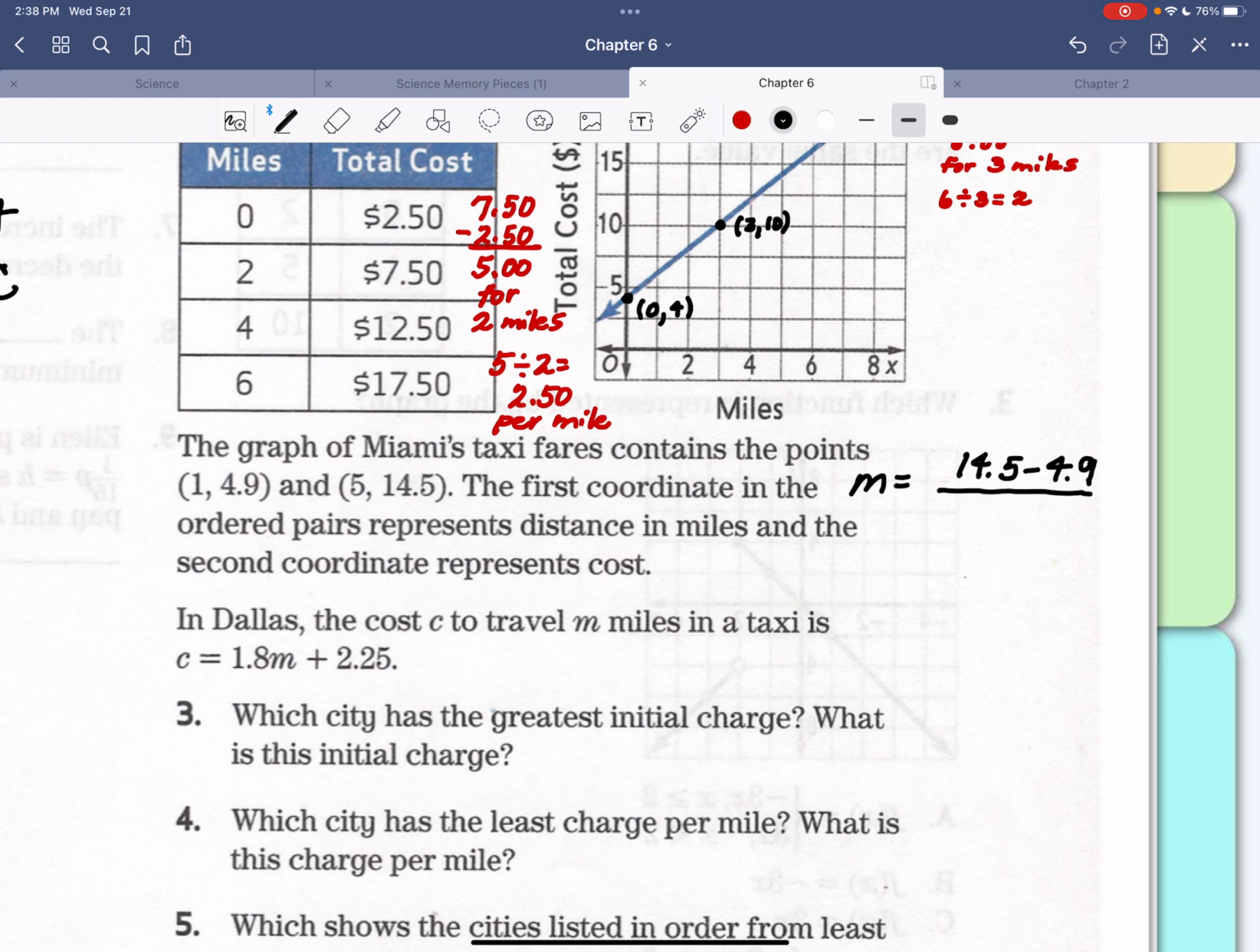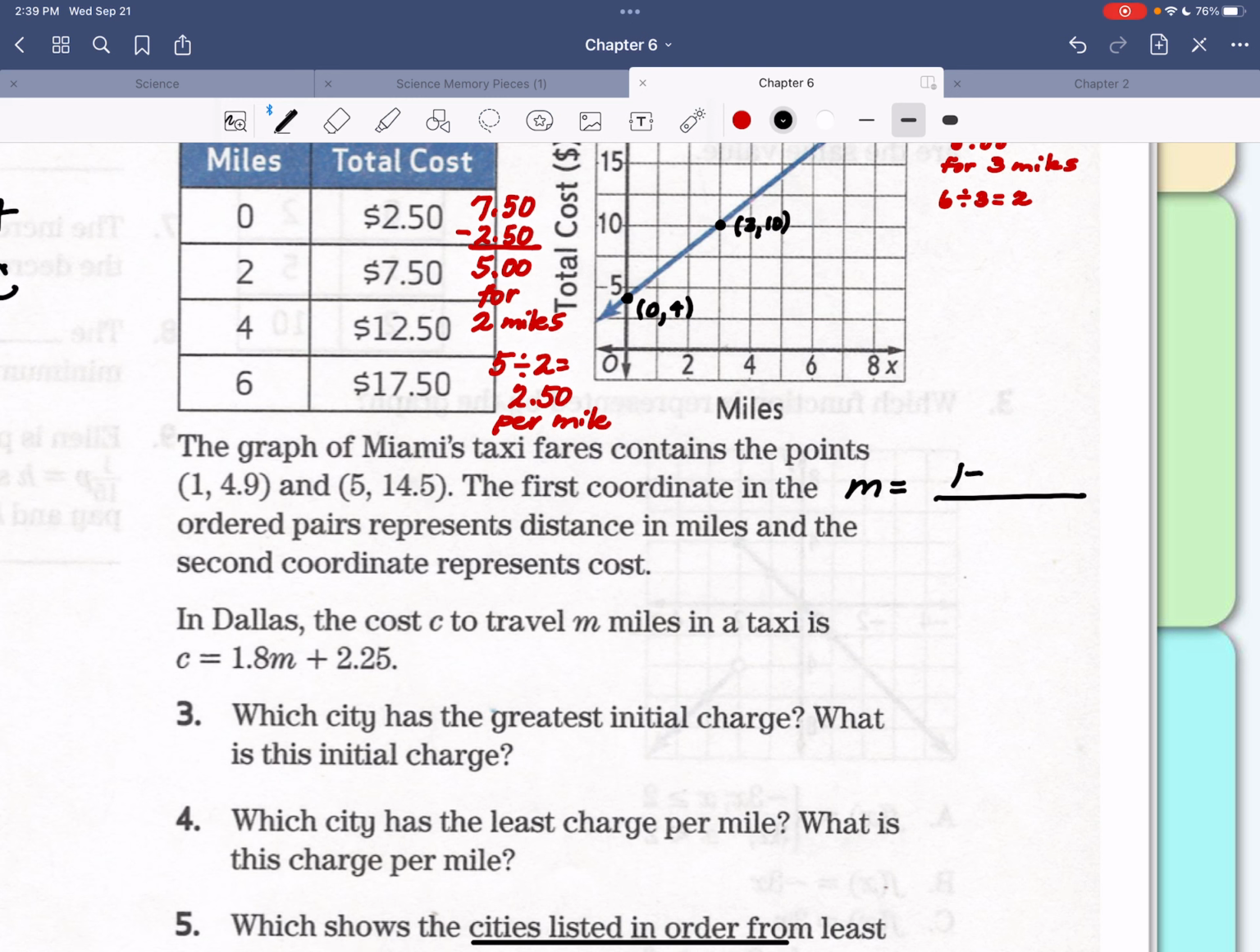Whoa. I'm making the same error. We have to find that initial mileage. Hang on 1 second. Let me think through this. The graph of Miami's taxi fares contains the point, so we can find slope. Okay, we're good. Sorry. I went off the rails there a minute.